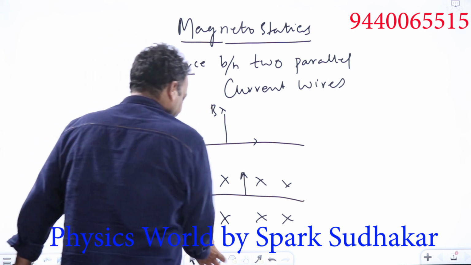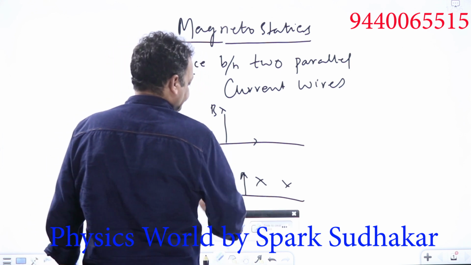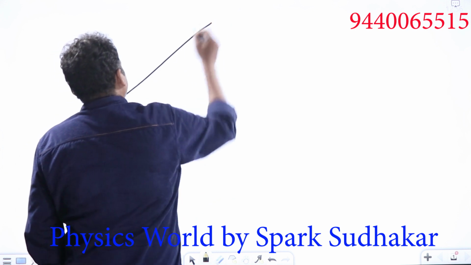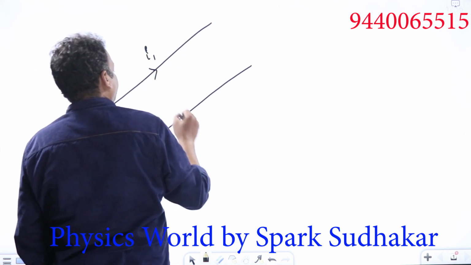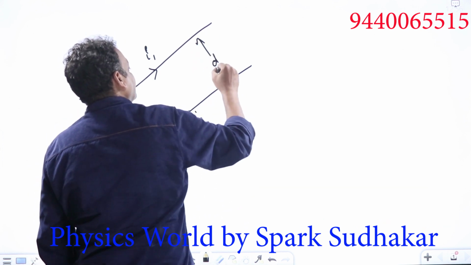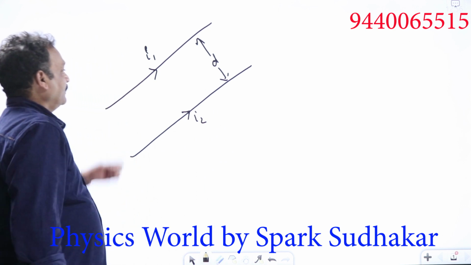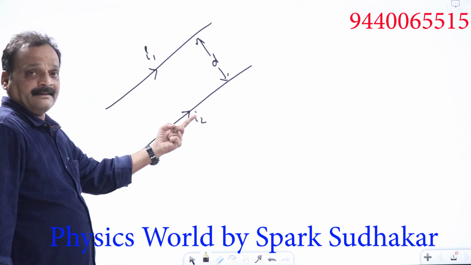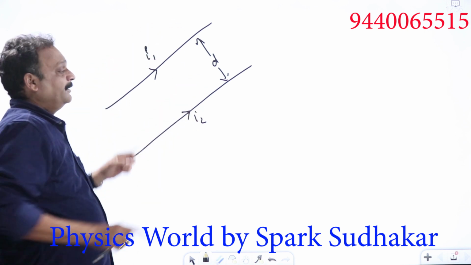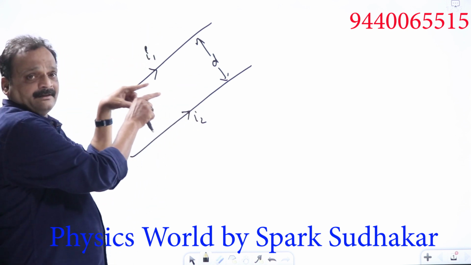Now consider two wires like this, current wires, parallel to each other. One is carrying a current I1, the other one is carrying a current I2. Distance between the two wires, let us call it D. This is a current carrying wire, this is another current carrying wire. Both are parallel, carrying currents I1 and I2, separated by distance D. What is the force between these two wires? We have to see now.